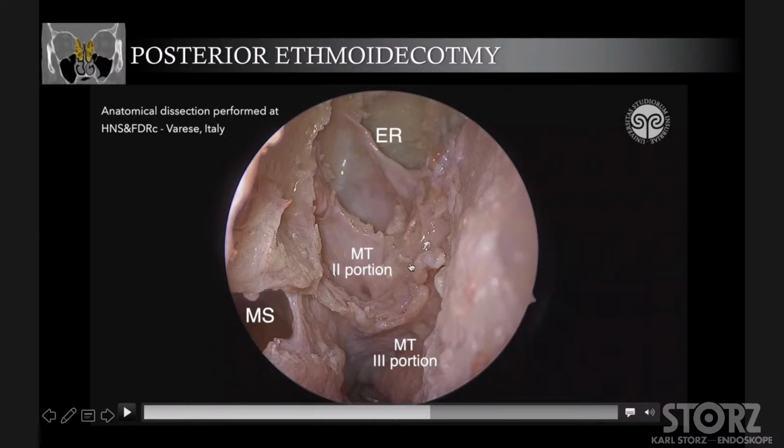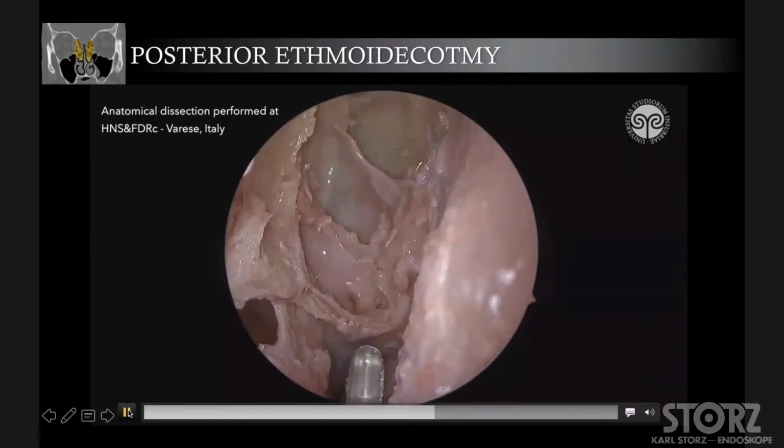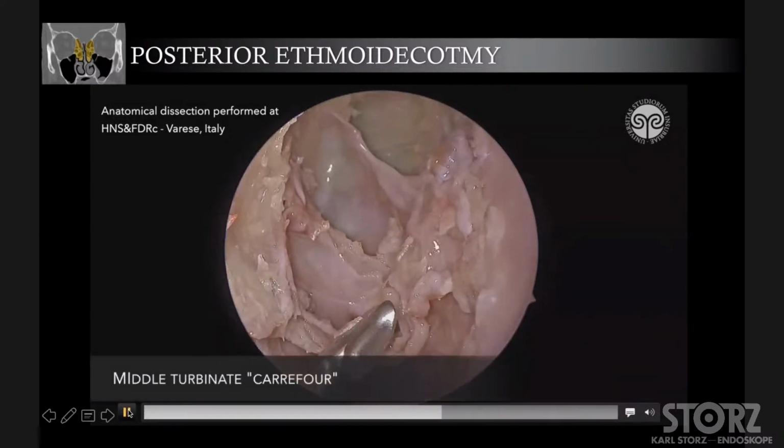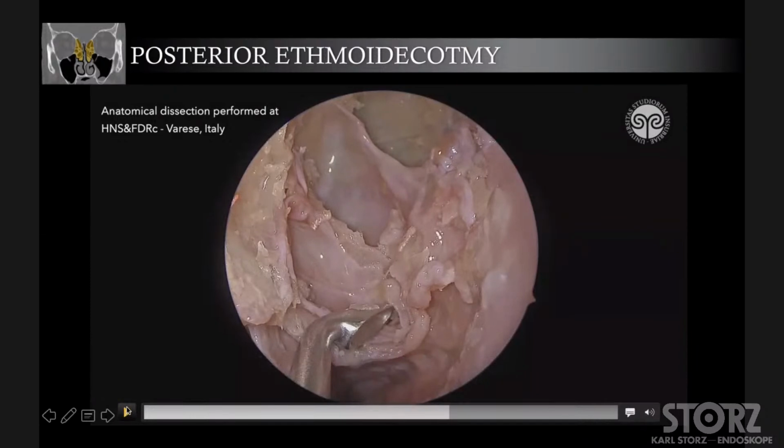of the middle turbinate, this basal lamella. This basal lamella should be completely removed in order to approach the posterior ethmoid. The position where to open the second portion of the middle turbinate is the so-called carrefour, the joining point between the third, second, and first portion of the middle turbinate.